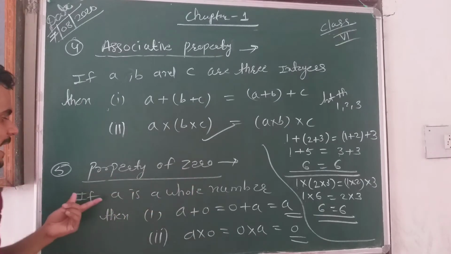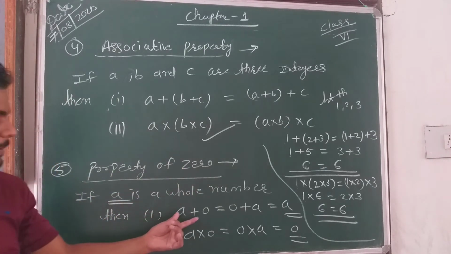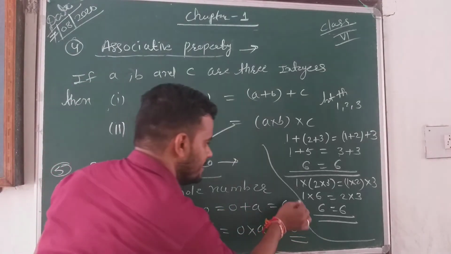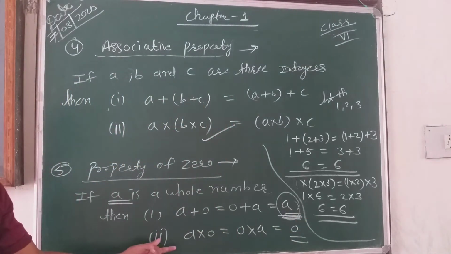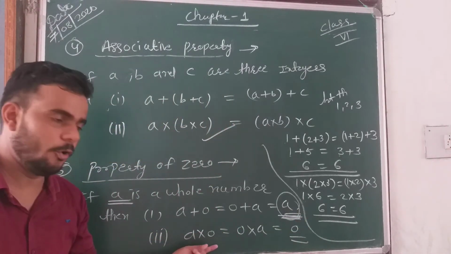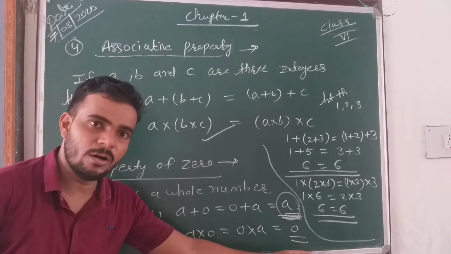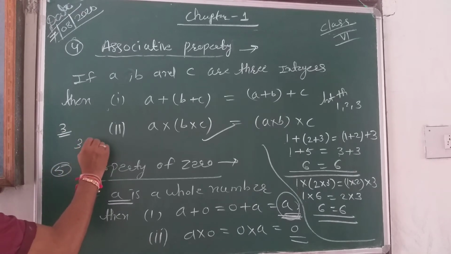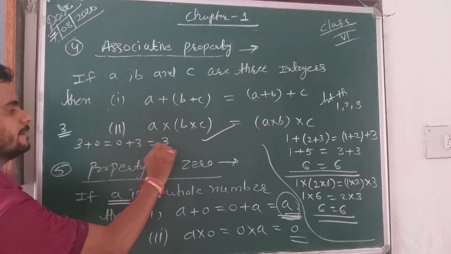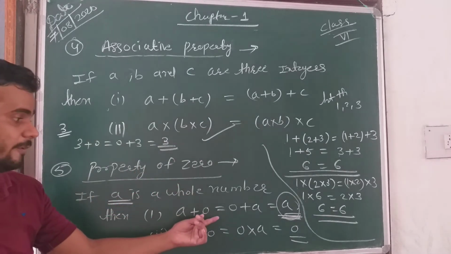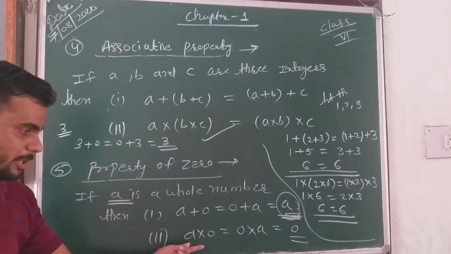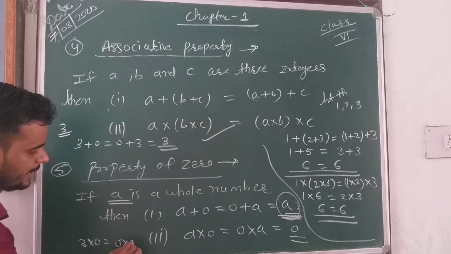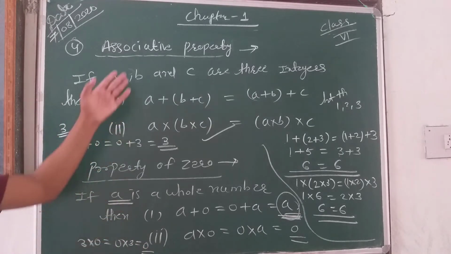Property of zero means if we have an integer a, then a plus 0, or 0 plus a, the result is the same, a only. The second thing, for multiplication, a multiply 0 or 0 multiply a, the result is 0. Just see the example. If a number is 3, then 3 plus 0 or 0 plus 3, same result 3. So this is the property of 0 for addition, and this is the property of 0 for multiplication. Same thing, 3 multiply 0 or 0 multiply 3, the result is 0. So these are our properties.